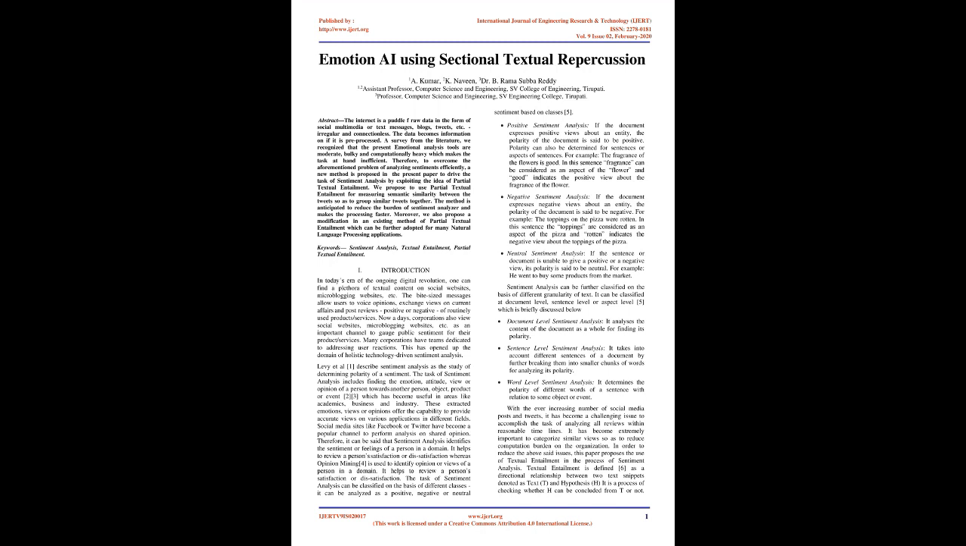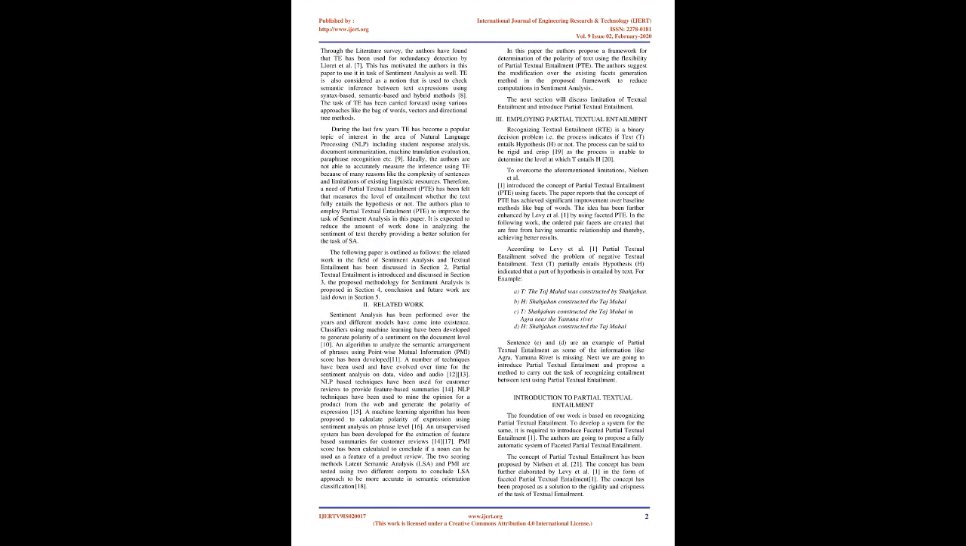Sentiment analysis can be further classified on the basis of different granularity of text. It can be classified at document level, sentence level, or aspect level, which is briefly discussed below. Document level sentiment analysis. It analyzes the content of the document as a whole for finding its polarity. Sentence level sentiment analysis. It takes into account different sentences of a document by further breaking them into smaller chunks of words for analyzing its polarity. Word-level sentiment analysis. It determines the polarity of different words of a sentence with relation to some object or event.